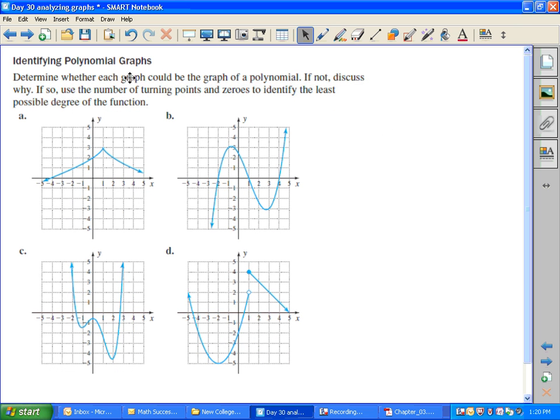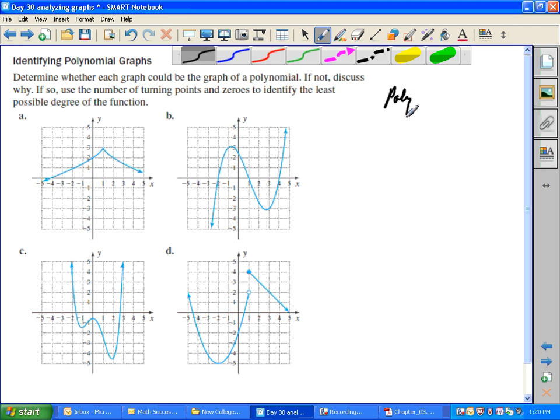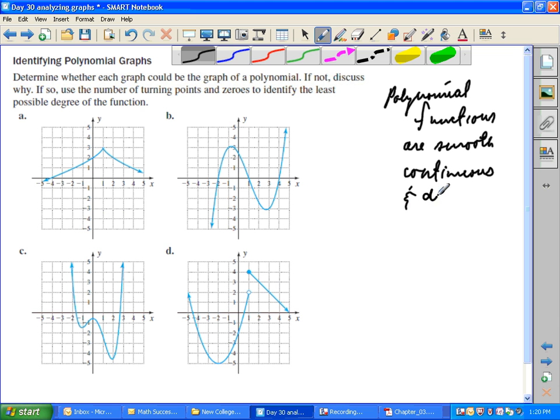It asks to identify whether each graph could be the graph of a polynomial. Well, first thing you need to know about all polynomial functions. Polynomial functions are smooth, continuous, and defined for all x belonging to negative infinity to infinity, all real values of x, basically.